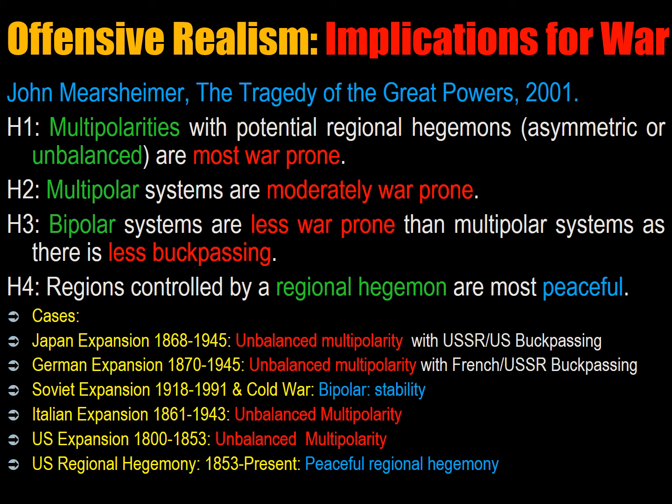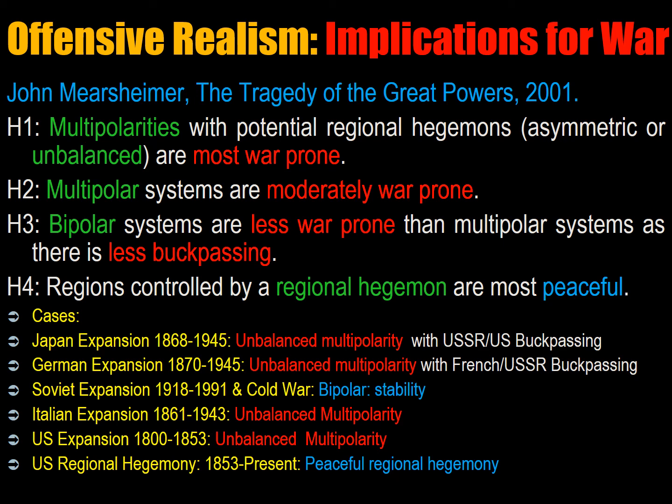So you can look at some of the cases that Mearsheimer looked at. Japan's expansion from 1868 to 1945 was an unbalanced multipolarity, in which you had the USSR and the US buck-passing between each other until Japan could wait for the USSR to be preoccupied with Nazi Germany and then attack Pearl Harbor. German expansionism from 1870 to 1945 was again an unbalanced multipolarity in which the French and the USSR were buck-passing. Both the Japanese and Germans could not resist the small chance that they could dominate their continent, because that would bring so much power and security to the state.